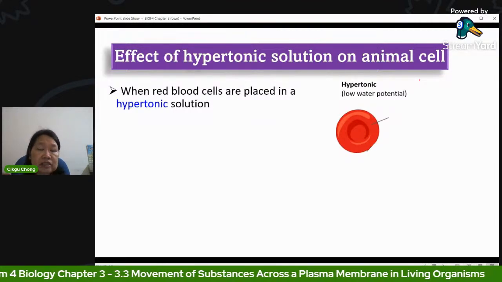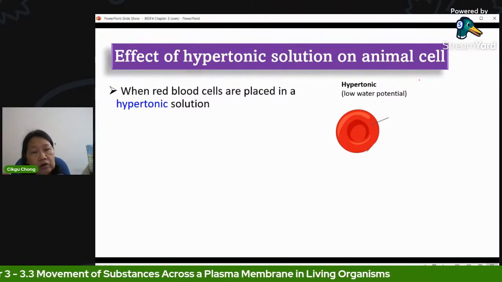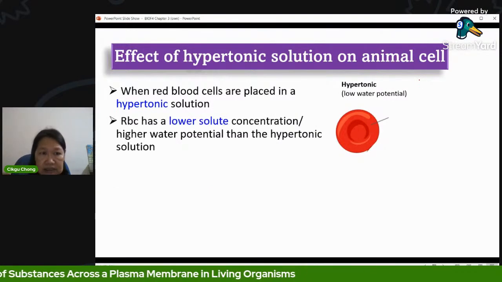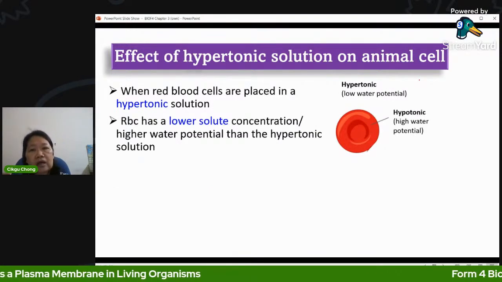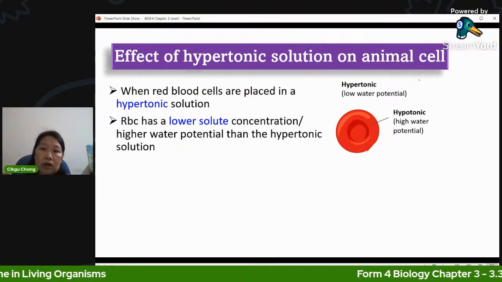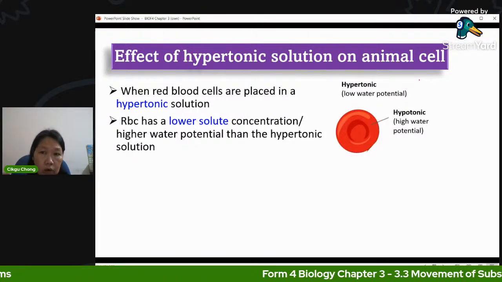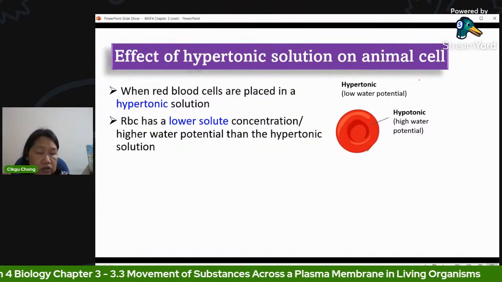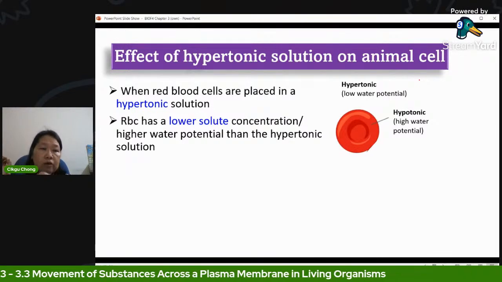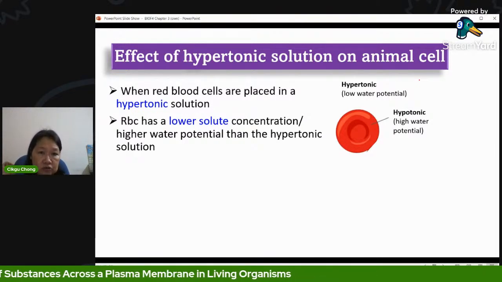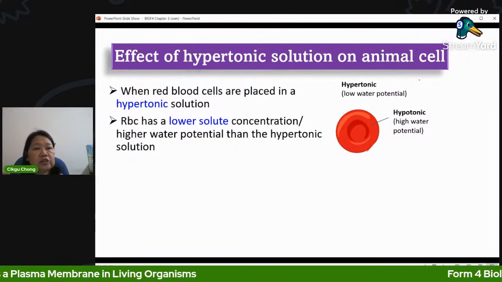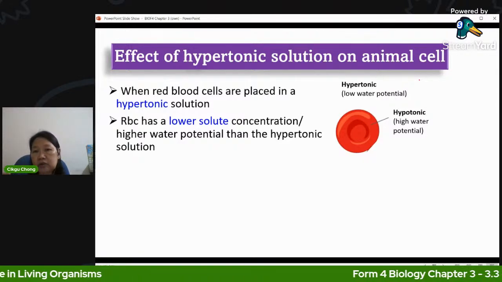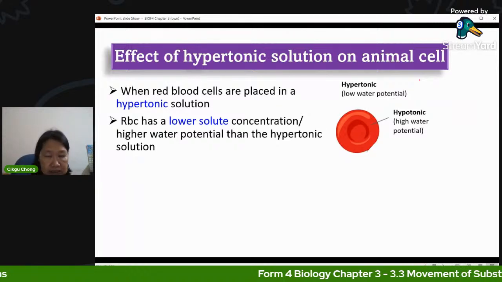And then by comparison, if outside it's hypertonic, that means inside the cell will be considered higher water potential. We call it hypotonic. There is salt inside, but it will be less compared to outside, where the salt content is higher. So the RBC has a lower solute concentration, or a higher water potential, than the hypertonic solution. By comparison, the red blood cell has more water compared to outside.